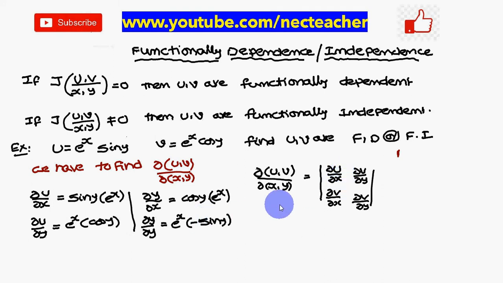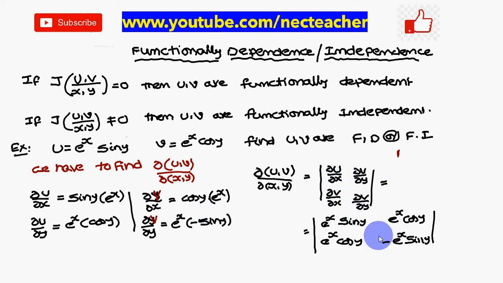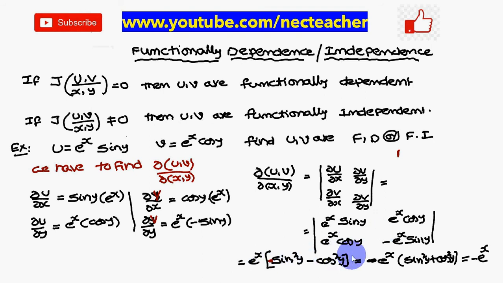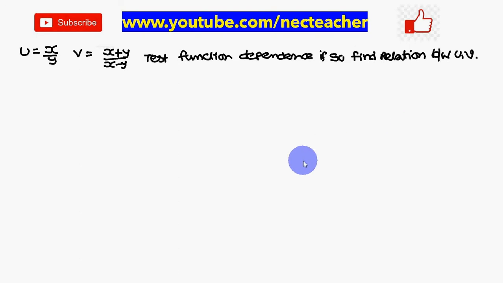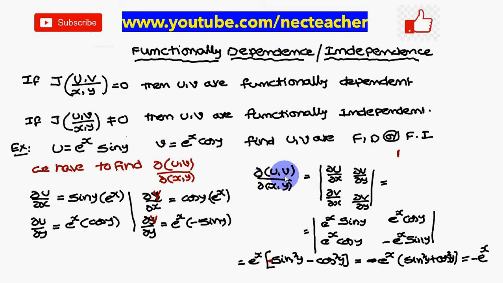Just substitute all the values. What are you going to get? Doing the cross multiplication, you are left with minus e power x into sin square y plus cos square y. That means minus e power x. That means the Jacobian is not equal to 0. Not equal to 0 means functionally independent. So the two, u and v, are said to be functionally independent.